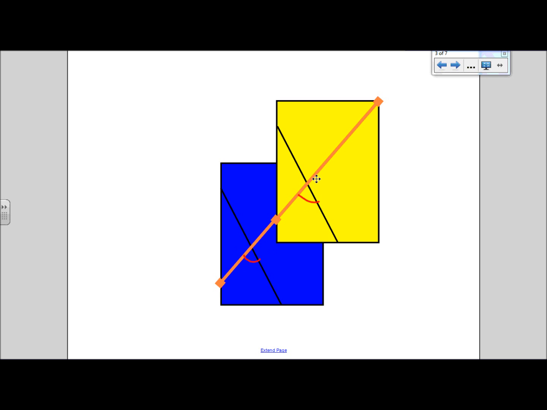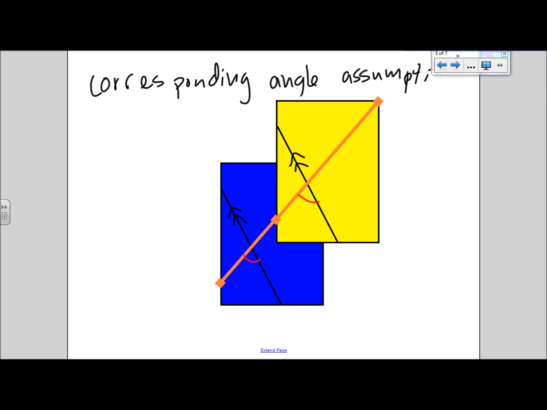But as I went down this transversal, if I make it one line, look at these black lines. What do they look to be? Well, in fact, they are parallel, because these corresponding angles are congruent. And that is a huge piece of information, the corresponding angle assumption. Now we might call it a postulate too, that it's just an accepted fact. We showed this physically, that all corresponding angles, if the lines are parallel, are always going to be congruent. So that's where we start.